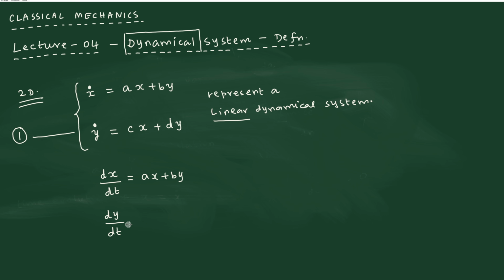Similarly, dy by dt will be written as some other parameter times x plus another parameter times y. This is especially valid for a two-dimensional system, as I already told you, because x and y are the two elements. There is one unknown quantity and there is another unknown quantity, only two of them. That is why it is 2D. Suppose you are going to discuss a three-dimensional dynamical system, then you will have three equations. Right now we will not worry about it, but remember that there will be three equations.